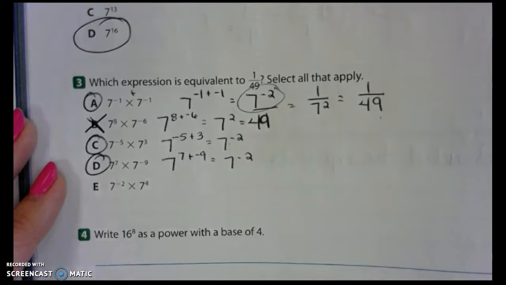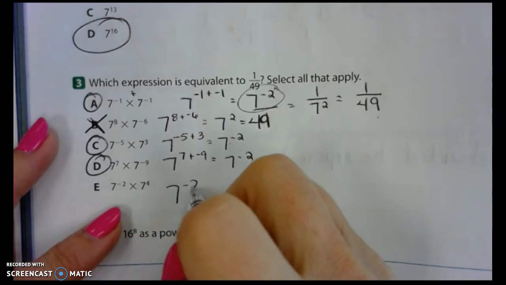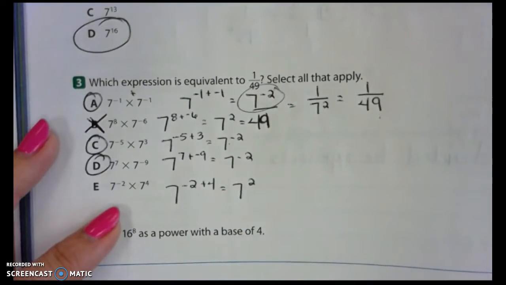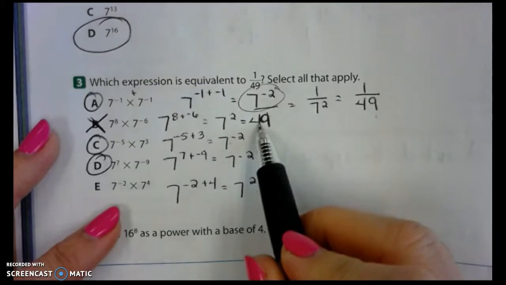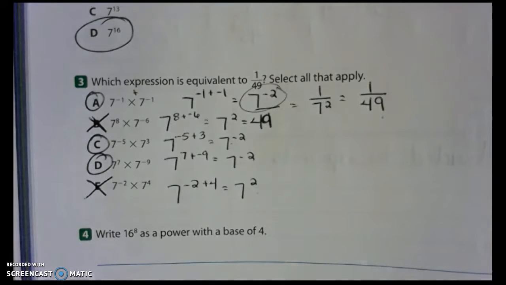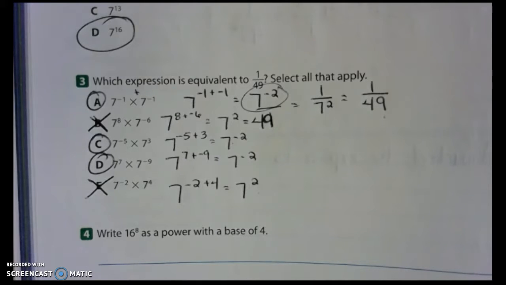On E, 7 to the -2 times 7 to the +4, keep the base. -2 plus 4 makes 7 squared. We've already said that 7 squared is 49, which is not equal to 1 over 49, so E is not correct. Did anybody get all 3 of those choices correct? Does anybody have a question before I go on?